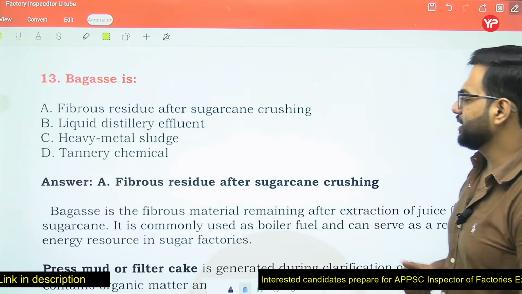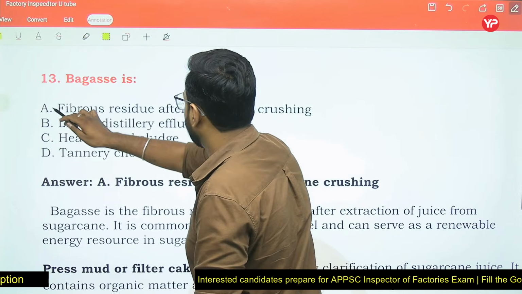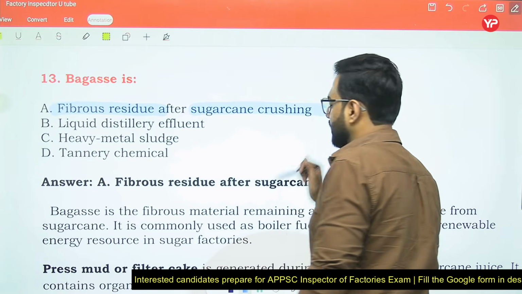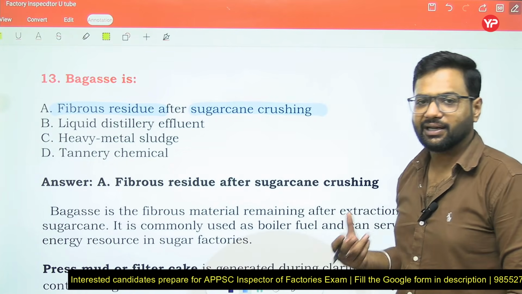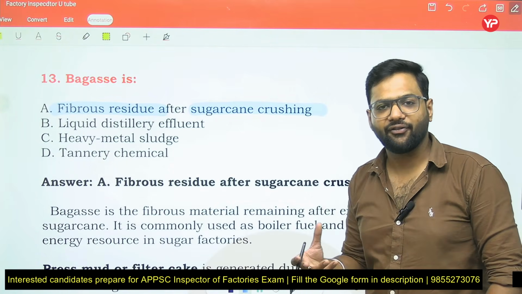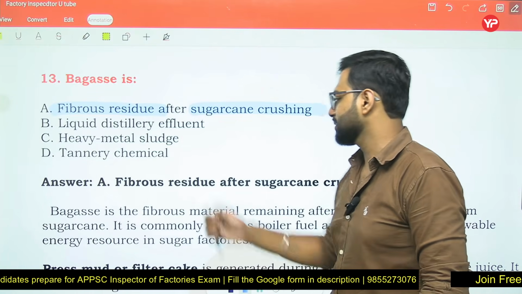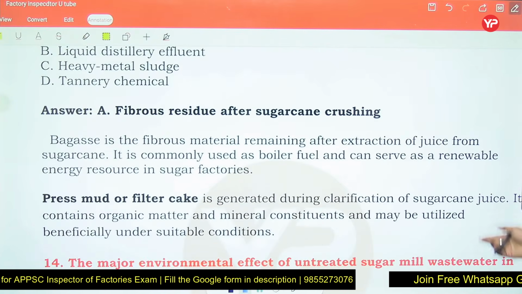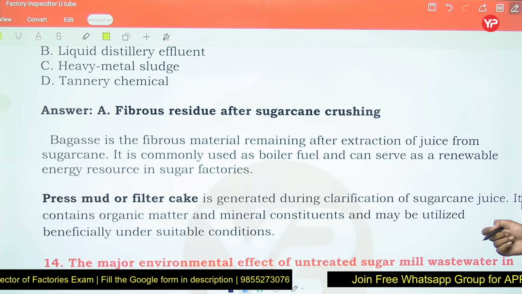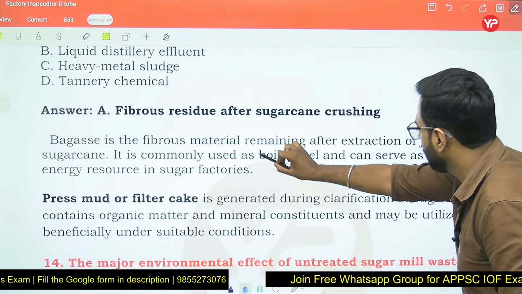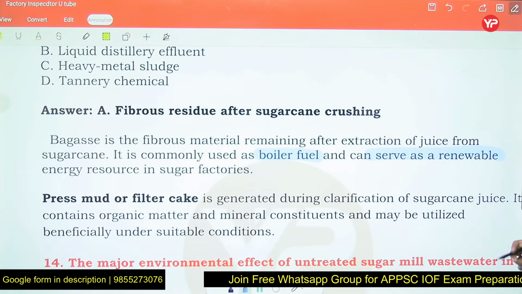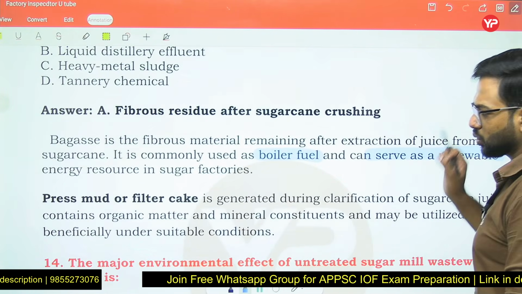Bagasse is basically the fibrous residue after the sugarcane crushing. So after the sugarcane crushing, the fibrous material that is left is generally termed bagasse. So bagasse is the fibrous remainder after the extraction of the juice from the sugarcane. It is commonly used as a boiler fuel and can serve as a renewable energy resource in sugar factories.